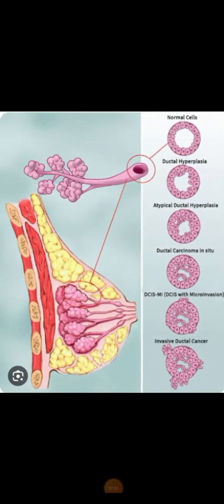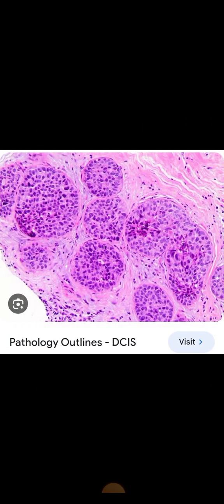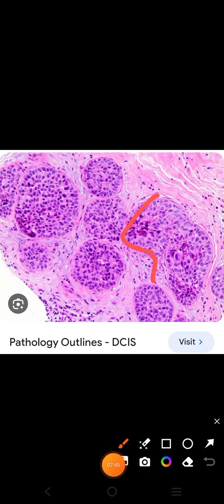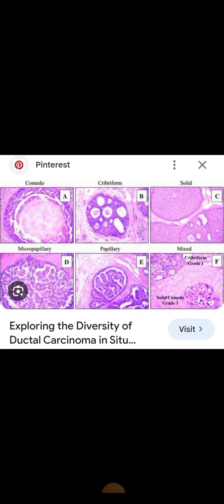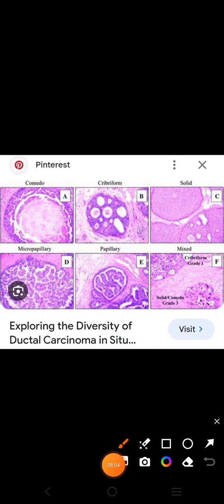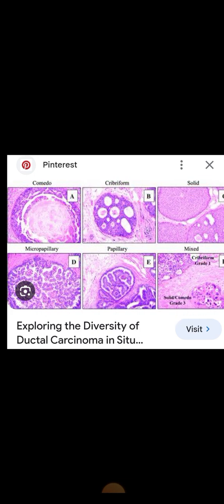Here is another picture that I have explained before. Here you can see that this is ductal carcinoma in situ, as it is very much confined. In the next videos I will tell you about invasive carcinomas, and you will see that invasive carcinoma is not so confined. You can see it is a solid type. Here again you can take a screenshot of it. Comedo, cribriform pattern, solid pattern. These are micropapilla, this is papillary pattern, and this is mixed type of pattern.